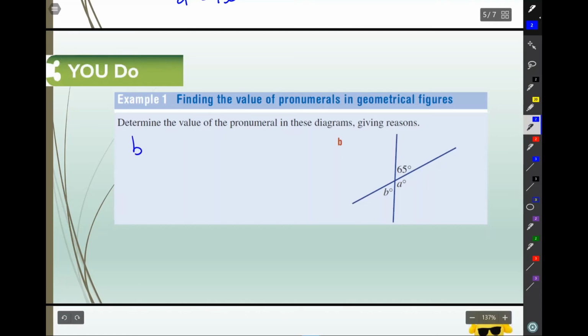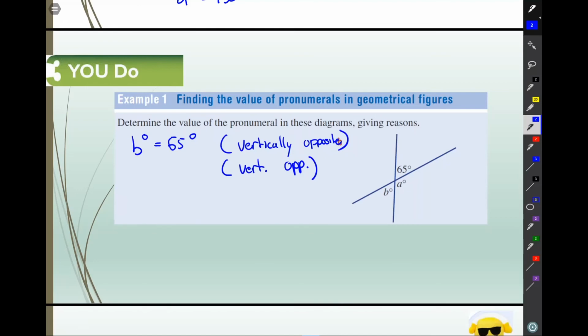Right, so the first thing we can do is we can always write down B equals 65, because they are vertically opposite. Now, if you want to abbreviate this and just write, that's okay. Sometimes mathematicians are a bit lazy and we want to avoid writing, and that's fine.